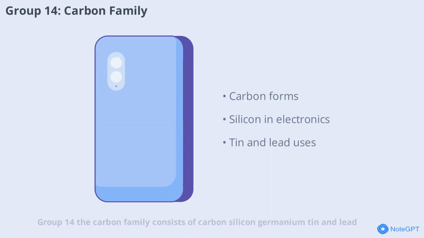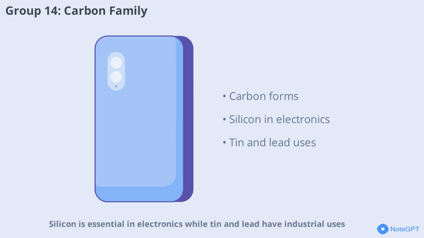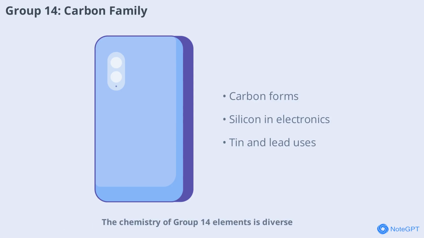Group 14, the carbon family, consists of carbon, silicon, germanium, tin, and lead. Carbon is the basis of organic chemistry, but its inorganic forms like graphite and diamond are also important. Silicon is essential in electronics, while tin and lead have industrial uses. The chemistry of Group 14 elements is diverse, covering a range of oxidation states and compound types.